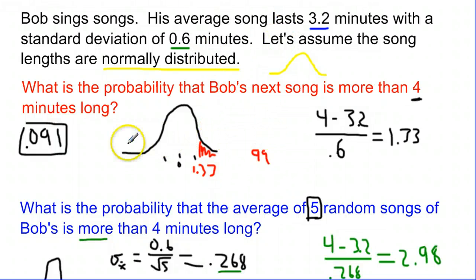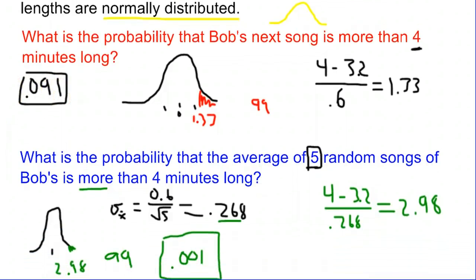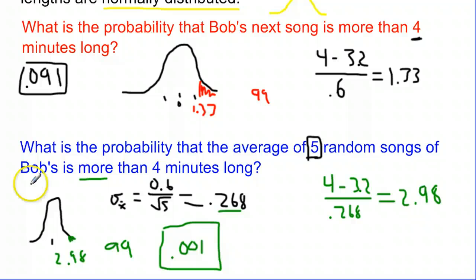It's not all that common. It only comes up 10% of the time. Is it going to be more likely or less likely that you take 5 songs on average, or 5 songs from the distribution randomly, and you average them together?